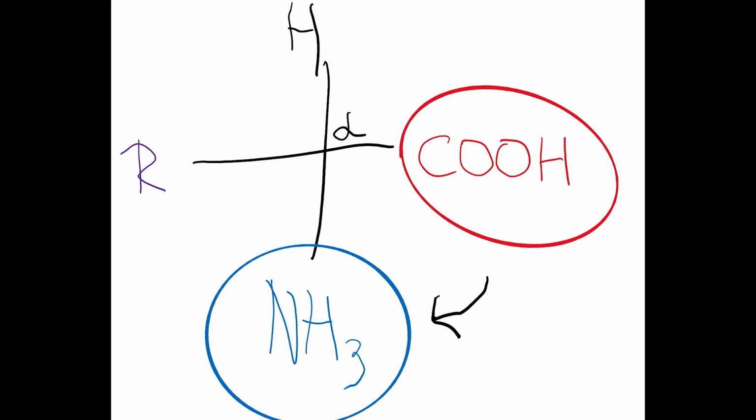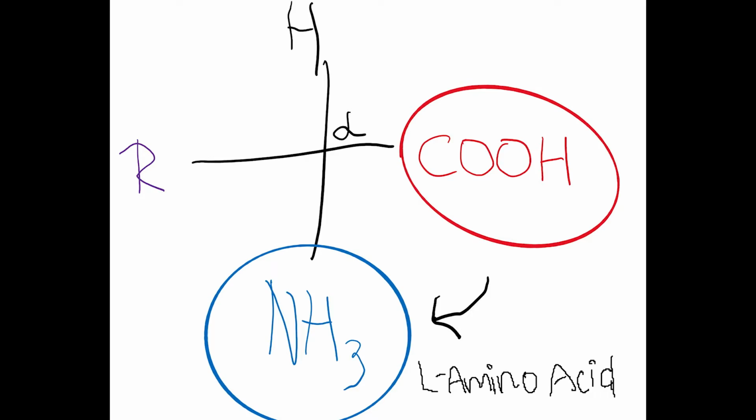In the human body, all amino acids are oriented in an L position, which means the amino group is to the left of the carboxylic group. In this molecule, you see the carboxylic acid group is circled in red and the NH3 group is circled in blue. And you can see that NH3 is on the left of the COOH group. So this is an L-oriented amino acid.